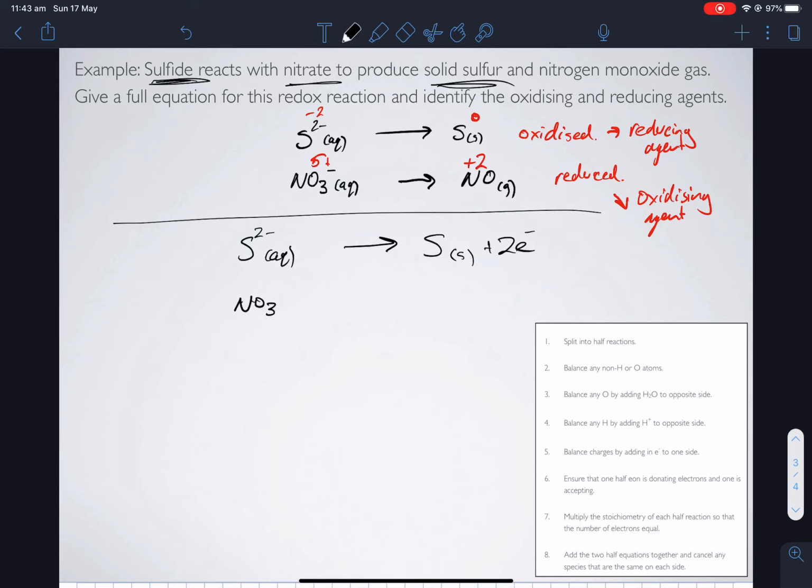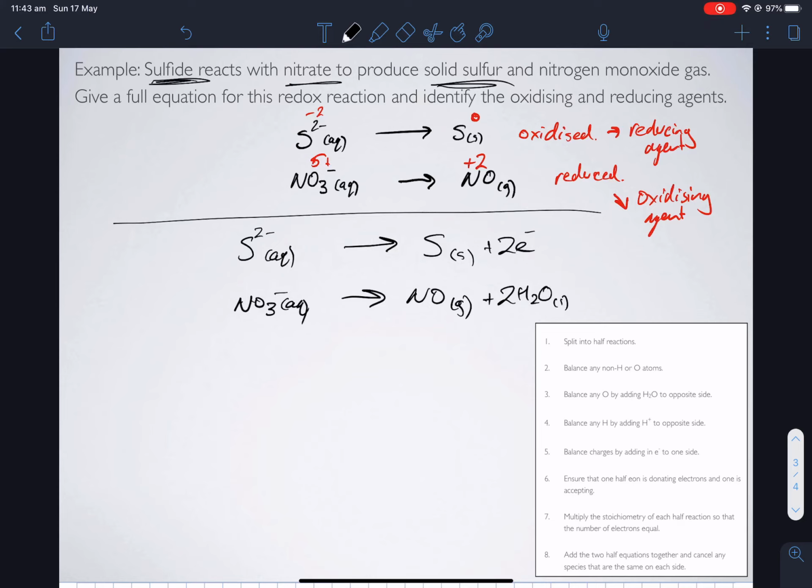Let's do the nitrate one. Okay, balance any non-hydrogen or oxygen atoms. Well, we've got one nitrogen on the left and one on the right, so that's all good. Balance any oxygens by adding water to the opposite side. We've got 3 oxygens on the left and 1 on the right, so we need 2 more oxygens on the right, so we add in 2 waters.